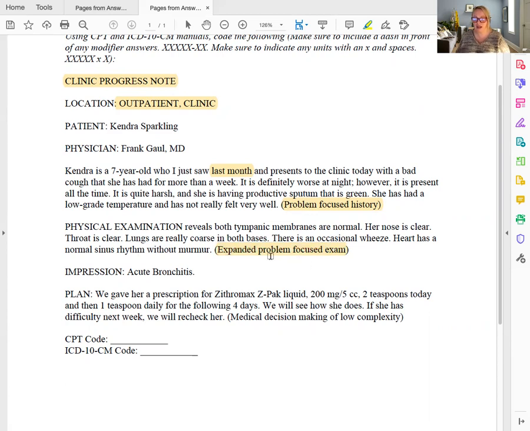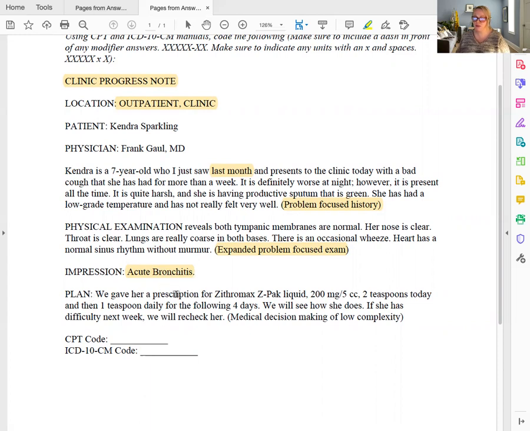problem-focused exam. Again, this is great information, and they're absolutely correct because certain levels of the exam, we're looking at the specific problem and a few different areas around that problem, but nothing that's identifying anything that would affect the medical decision making for me today. The impression is acute bronchitis. This is important because this tells me how many problems we are addressing, and this is the diagnosis that we would be using for this visit.